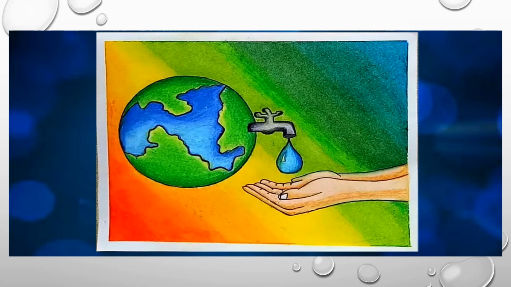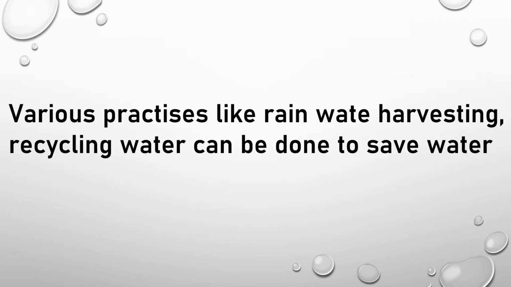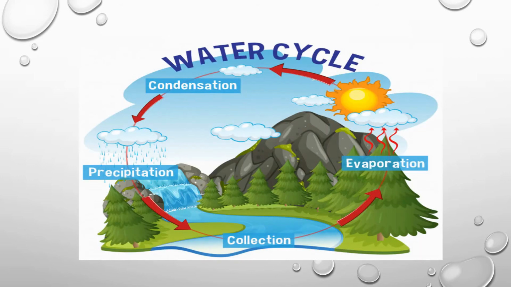Various practices like rainwater harvesting and recycling water can be done to save water. Student, rainwater harvesting is to use the locally available rainwater to meet water requirement throughout the year. Student, the importance of rainwater harvesting lies in the fact that it can be stored for future use. Harvesting water reduces soil erosion. Student, recycling water allows us to continually reuse one of our most vital resources. Recycling water ensures that the water is safe for consumption and other practical uses.